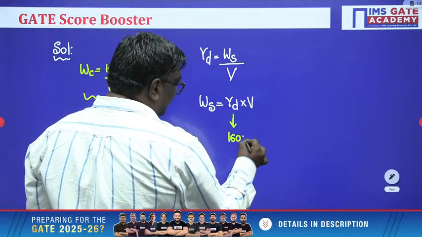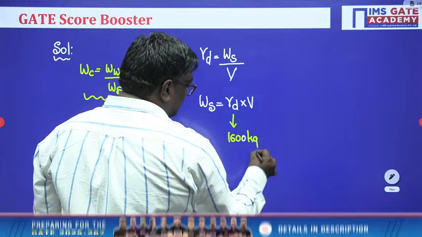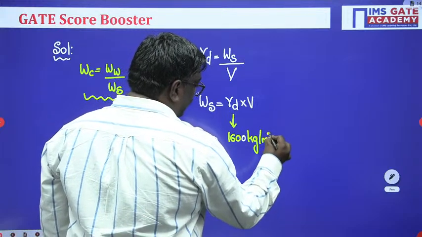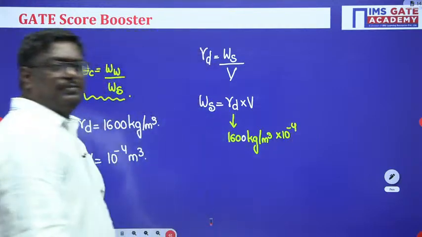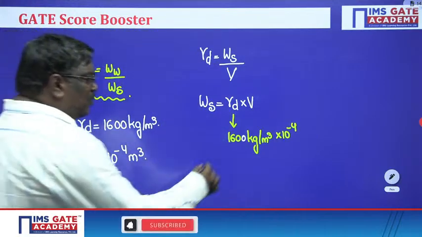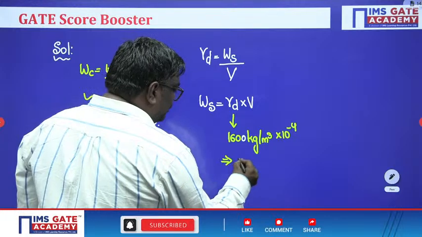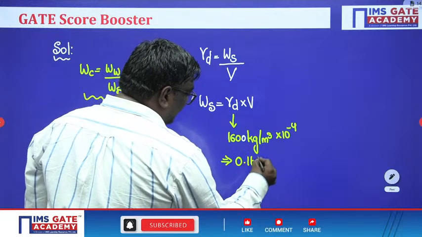1600 kg per meter cube into volume is how much, sir? 10 power minus 4. So if I do weight of solids here, 0.168 kg.